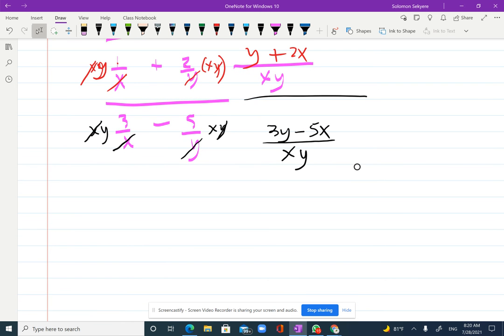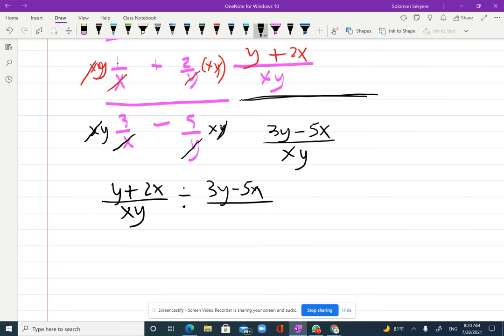So now we have simplified the numerators and the denominators. So now what do we write? Now we have y plus 2x over xy. We rewrite this division sign as this. It is the same thing. We haven't changed anything. 5x over xy.